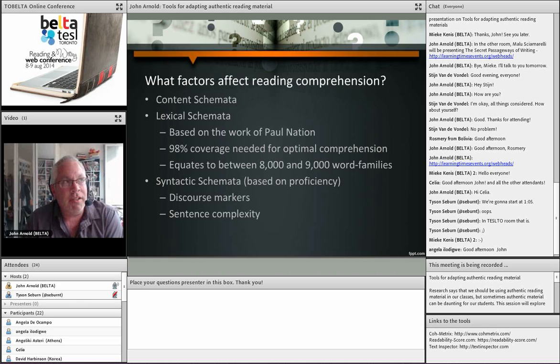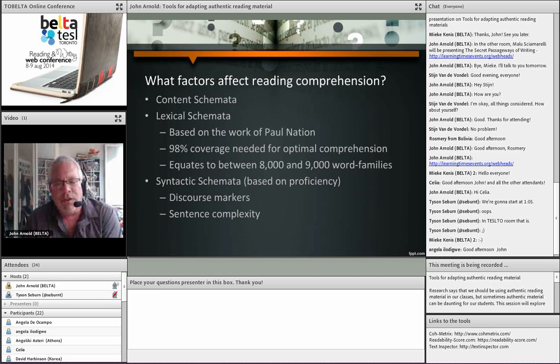So if you're teaching students at the A2 or even the beginning B1 level, they don't have that word family background at this point. So what can we do to help them comprehend better? And the other was based on the syntax, the discourse markers, the sentence complexity in the text, the variation of sentences. Are they compound sentences, complex sentences? So those are the things that we were looking at.